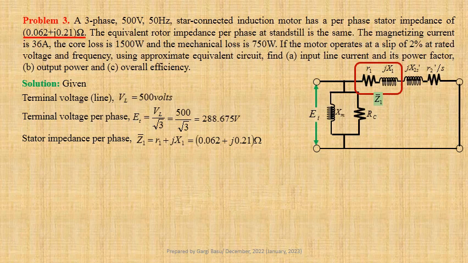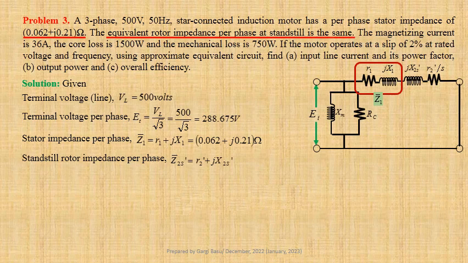According to the problem statement, standstill rotor impedance per phase referred to the stator Z2S dash equals R2 dash plus jX2S dash equals Z1, that is equal to 0.062 plus j times 0.21 ohm.